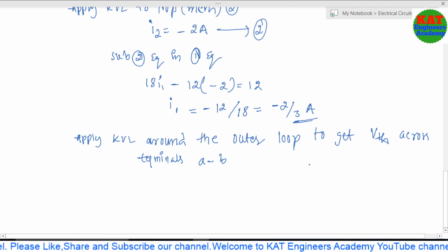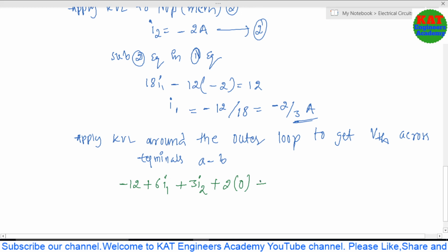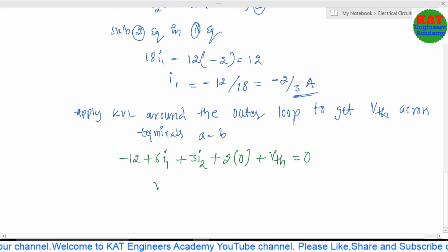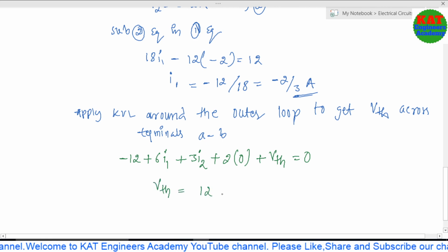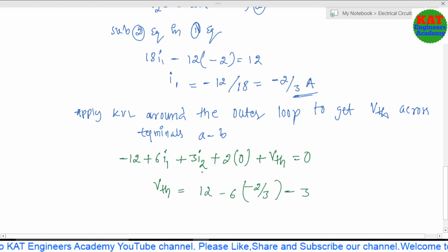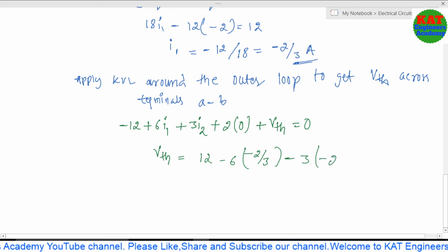So finally the equation is minus 12 plus 6 I1 plus 3 I2 plus 2 into 0, since there is no current in this, plus VTH equal to 0. The outer terminal between A and B is plus VTH. So from this we get VTH equal to 12 minus 6 into I1, where I1 is minus 2 by 3, minus 3 into I2. I2 is how much? I2 is minus 2 amps.